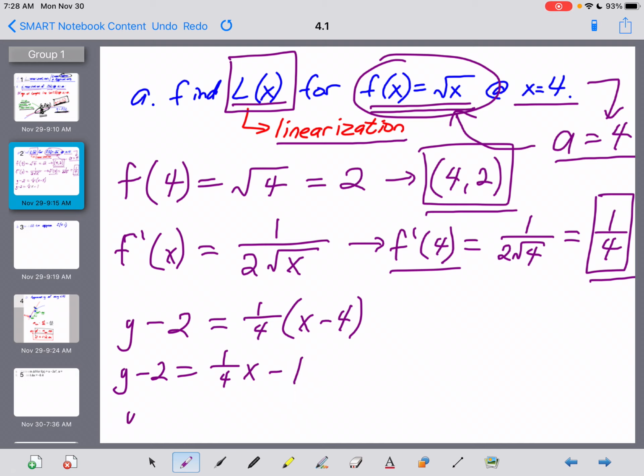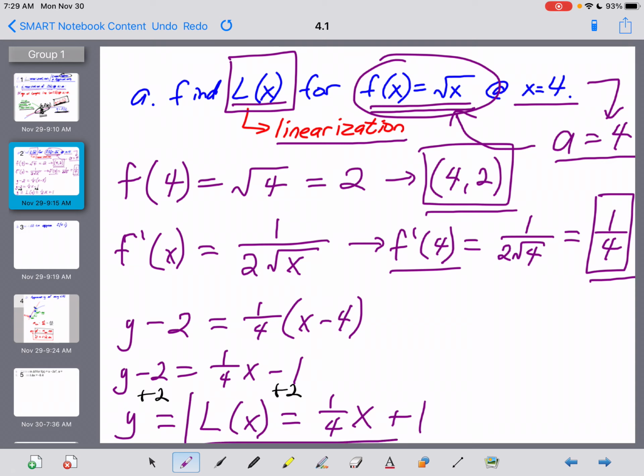So we get y by itself, but what you really want to get in the habit of right now, guys, is going ahead and saying that y is equal to L of x, because that's really the form we want our answer in. And this is going to be 1/4 x, and I'm sorry, I didn't write that down, but when we add a 2 to both sides right here, we're going to get L of x is equal to 1/4 x plus 1. And that is the answer to the question that was asked on this slide right here.